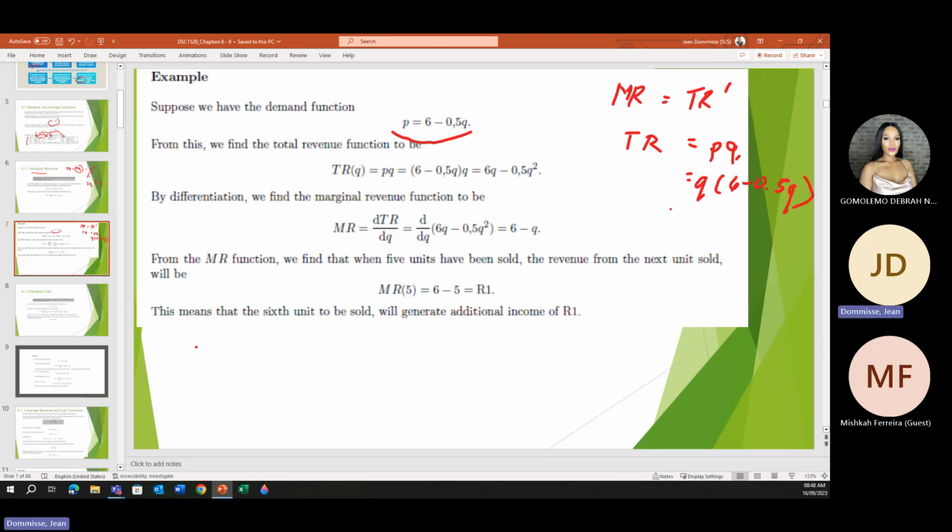We have P, so we can substitute P in this formula. So we can then work out what our total revenue curve is going to look like. It is going to be 6Q minus 0.5Q to the power of 2. Okay, so that is our total revenue curve. By just giving us one piece of information, we could have calculated that.